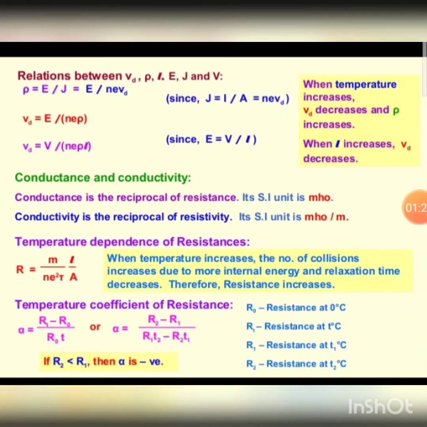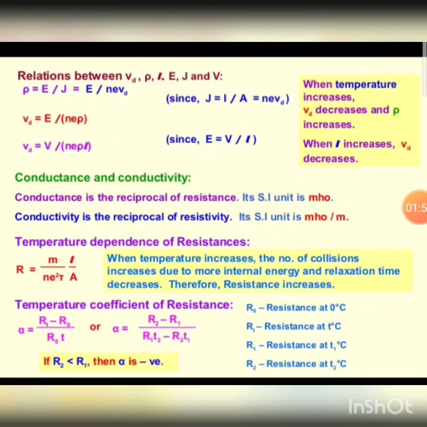Our next topic, relation between drift velocity, resistivity, length, electric field, current density and V. We know that rho is equal to E by J, that is equal to E by n e Vd. The value of Vd is equal to E divided by n e rho. Therefore, Vd is equal to V by n e rho L.